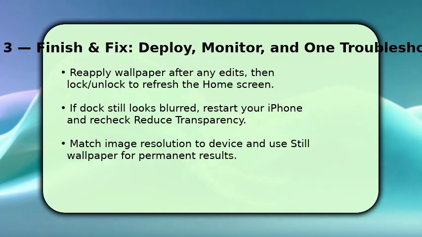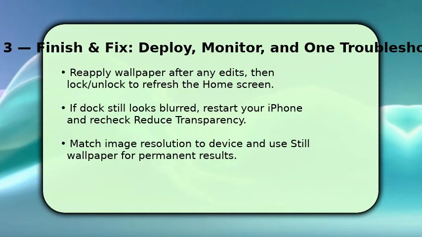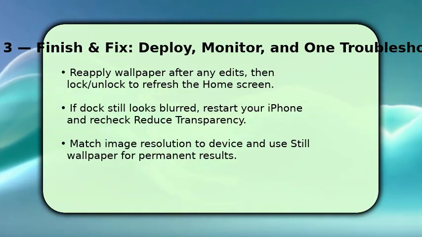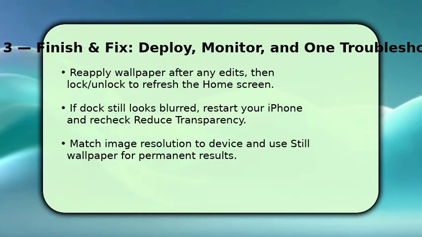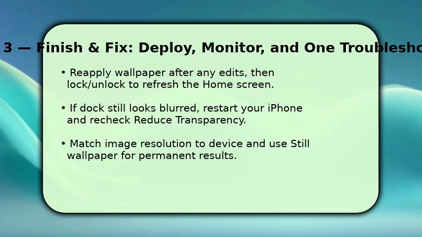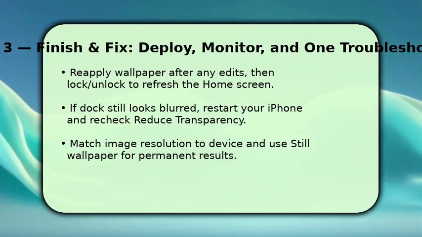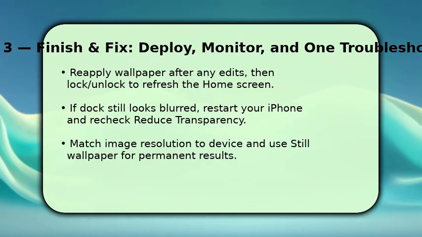You should see the colored bar through the dock immediately. If not, lock and unlock, and make sure Reduce Transparency is still on. If problems persist, restart the iPhone and double-check that the wallpaper is still and sized correctly for your model, because missized images or perspective mode are the usual culprits. One troubleshooting tip: toggle Reduce Transparency off then on again to force the system to redraw the dock.